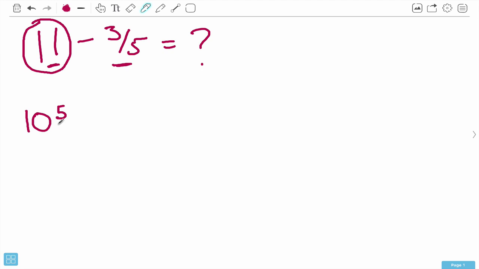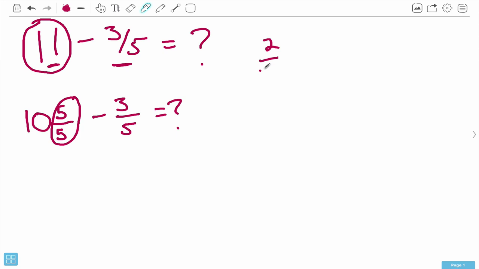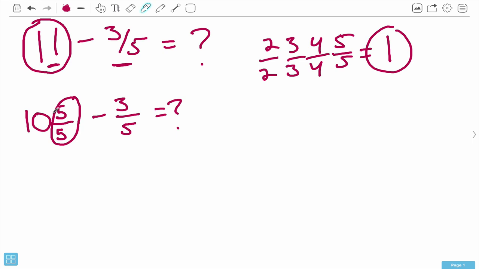and 5/5 minus 3/5. Equals this. So I came up with 5/5 because any fraction that's, let's say, 2/2, 3/3, 4/4, 5/5, anything like that is equal to 1. So 5/5 is the same thing as 1. So we took 1 away from 11 and made that 5/5 and kept the whole number, which is now 10.